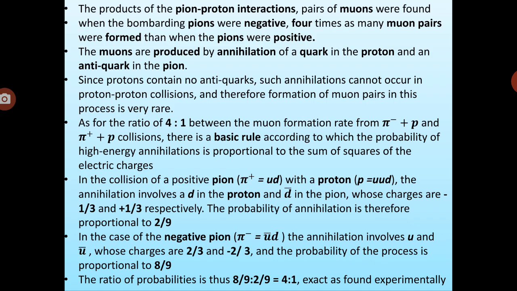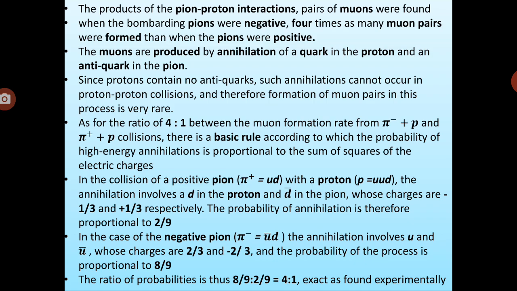By the basic rule, the probability of high energy annihilation is proportional to the sum of squares of the electric charges. So for the d quark, it is having charge minus 1 by 3. So you have to take (minus 1 by 3) square, and for the d bar, the electric charge is 1 by 3. So again you have to add (1 by 3) square. So (minus 1 by 3) square plus (1 by 3) square will give you 2 by 9.